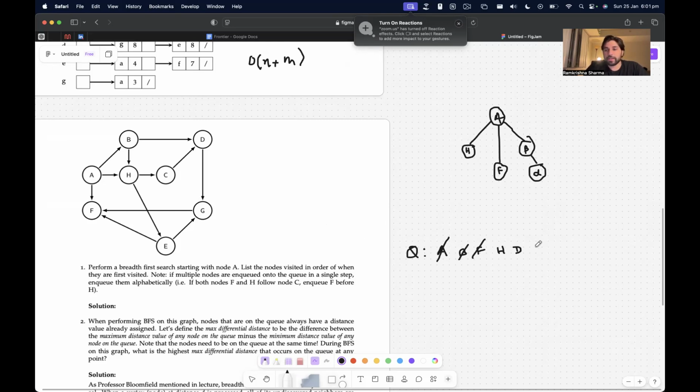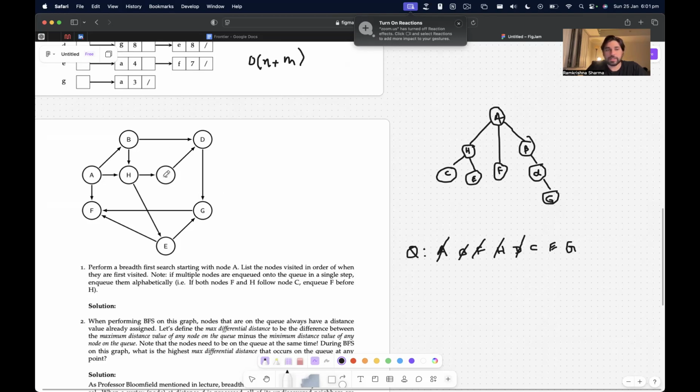H is connected to C and E. Okay, well, fair enough. So let's say C and E. We've processed all its neighbors, so H is out of consideration. Let's look at D. D is connected to G. So let's update our graph, and now we have G as a connection. And G is now in the queue, rather. D is now done processing.